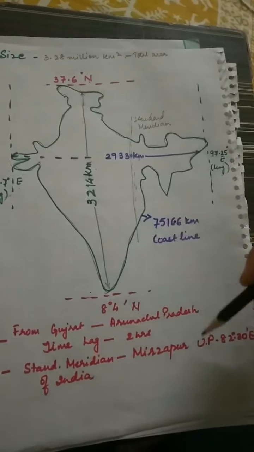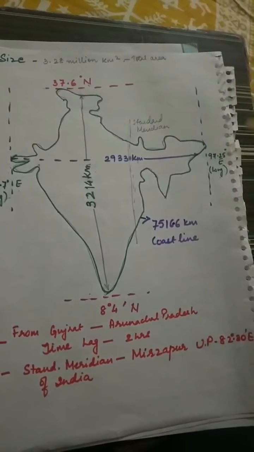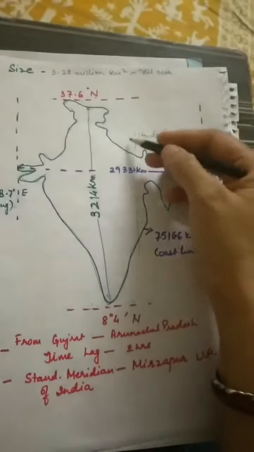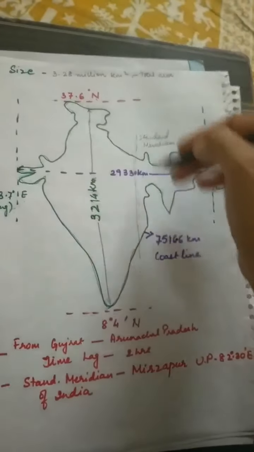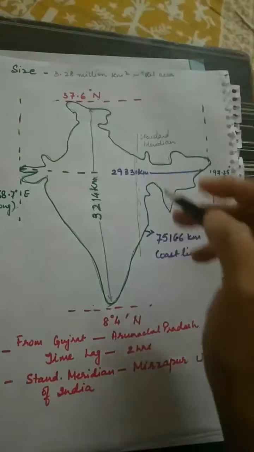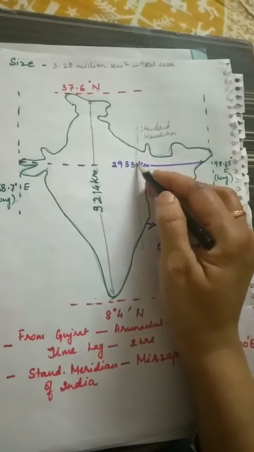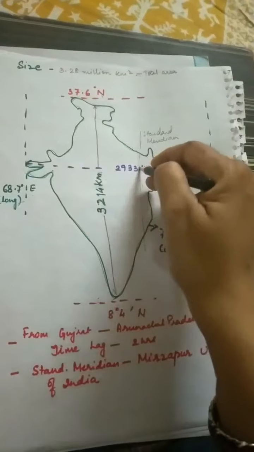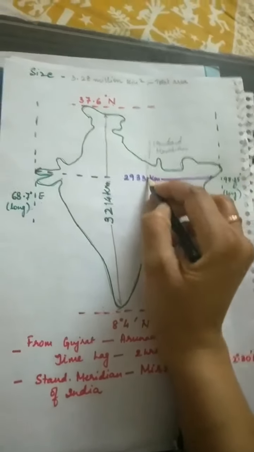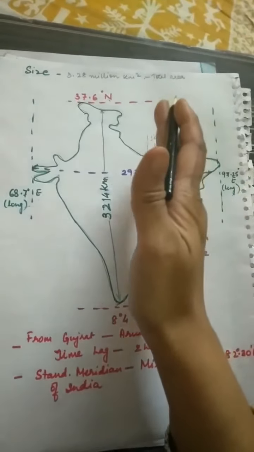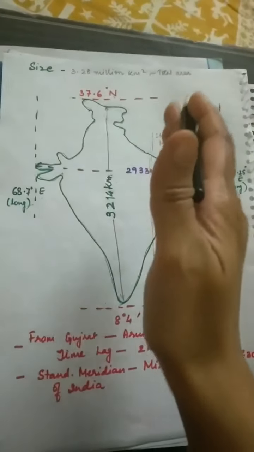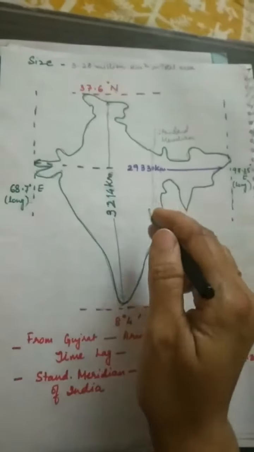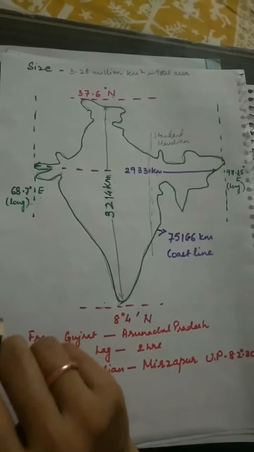Now, India calculates its time from the standard meridian, which passes at a longitude of 82.30 degrees east. This longitude passes through Mirzapur, UP, and that is the standard meridian of India. Taking that as the main standard, we calculate the time of India.